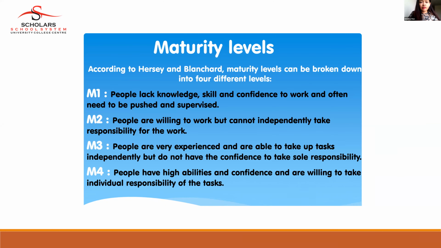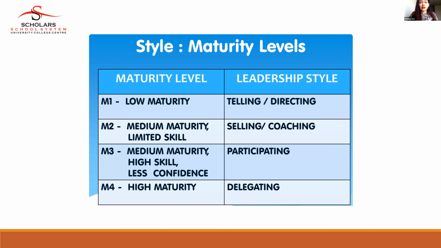M2 people are willing to work but cannot independently take responsibility for the work. So leaders' intervention needs to come here. Leaders need to participate here so that they can actually help the followers to go on with the work. M3 is where people are very experienced and are able to take up tasks independently, but do not have the confidence to take sole responsibility. And M4 is where people have high abilities and confidence and are willing to take individual responsibility of the task.